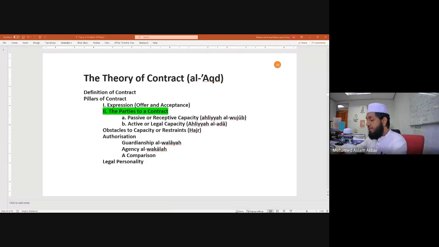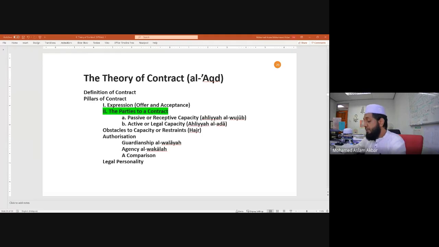We've been discussing the theory of contract, and we started talking about the definition first, and then the pillars. We talked about three pillars. The first one is the expression, the second one is the parties, buyer and seller, and the last one is the object and subject matter. Last week we talked about the expression.